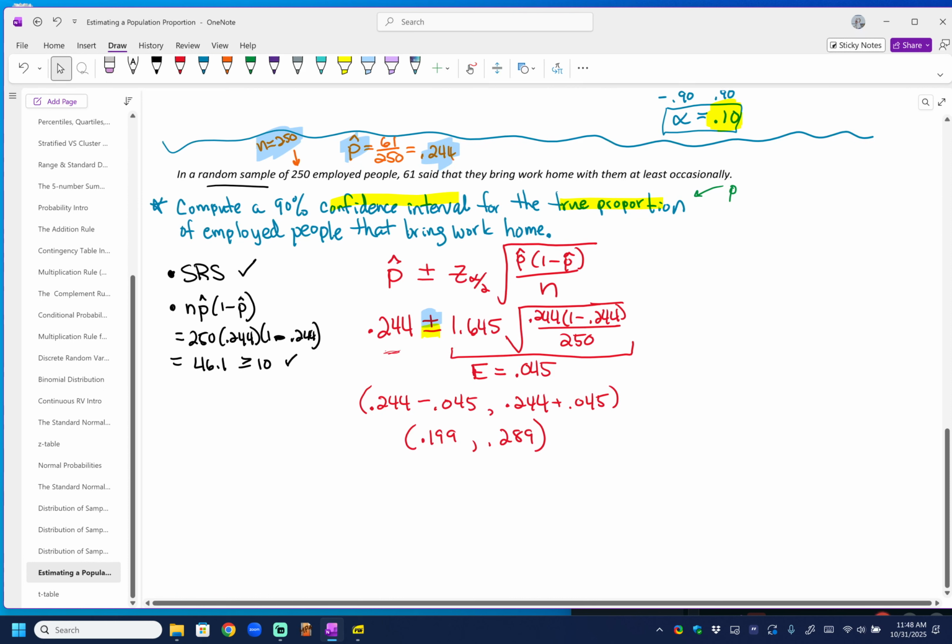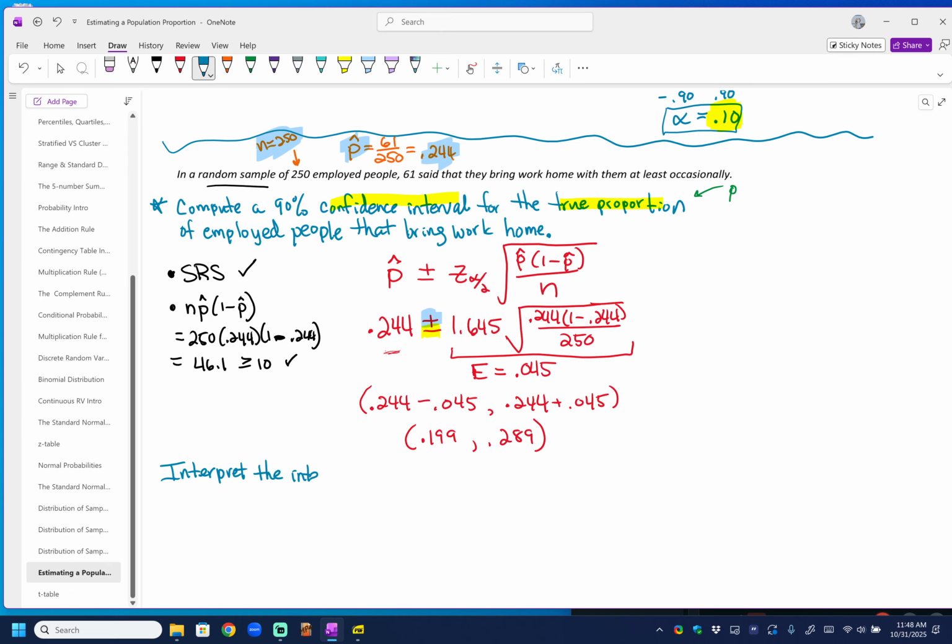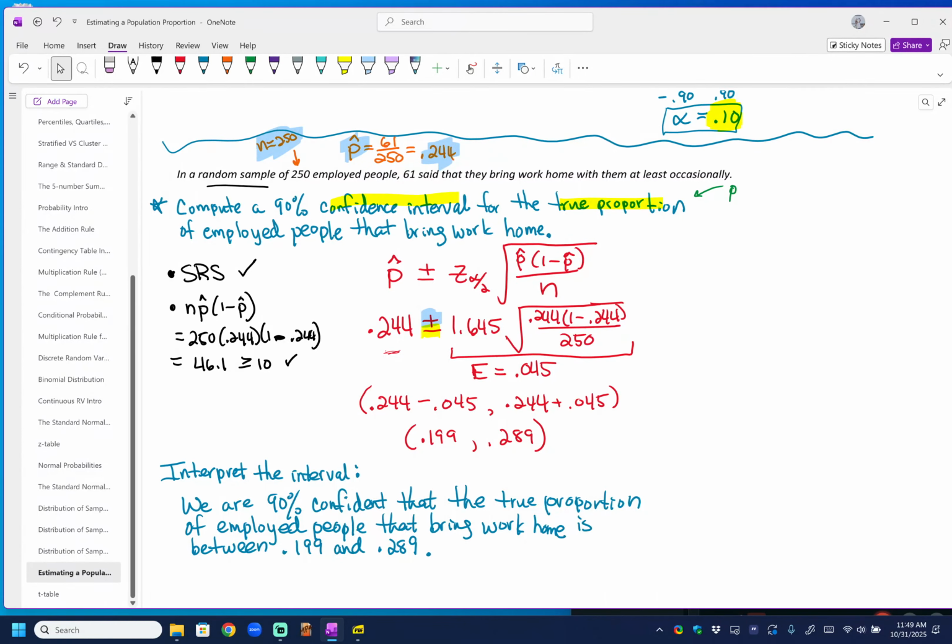So let's interpret the interval. This is a set-form sentence that you will replace words in that you have to memorize, basically, and you will be graded on whether you know it on your exam. So let me write it out first, and then I'll explain. We are 90% confident that the true proportion of employed people that bring work home is between 0.199 and 0.289.